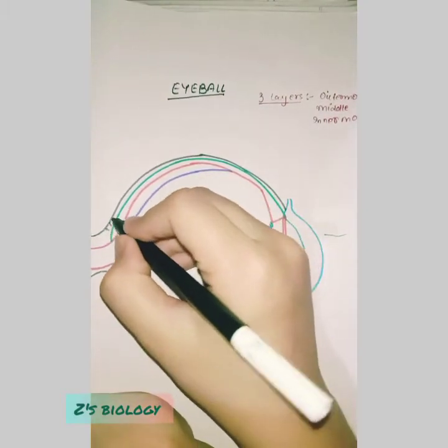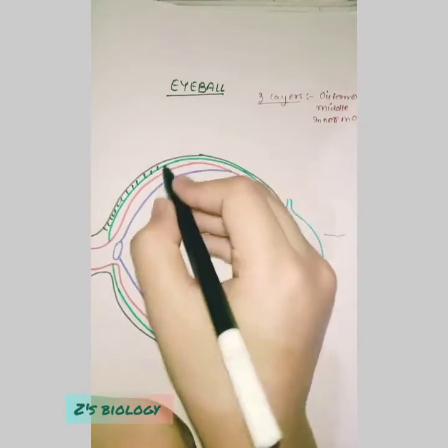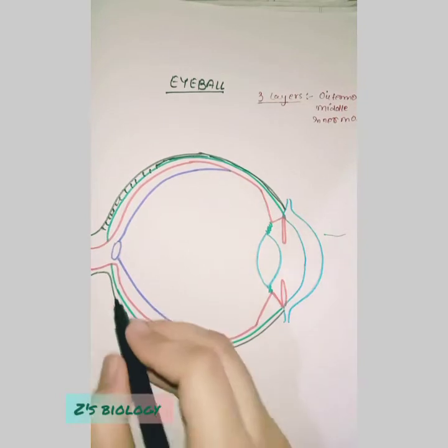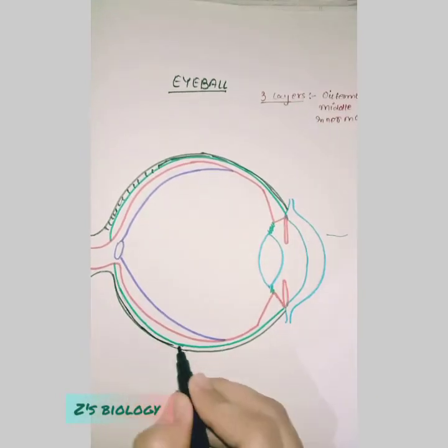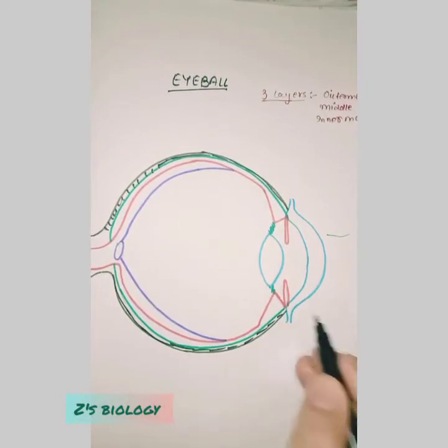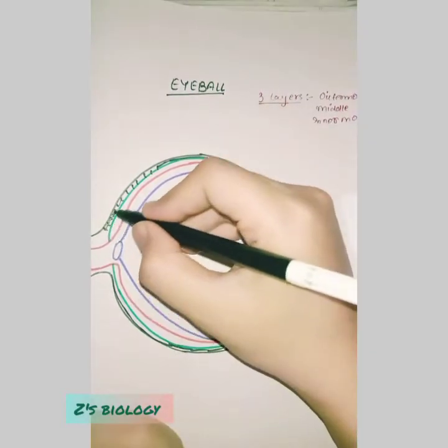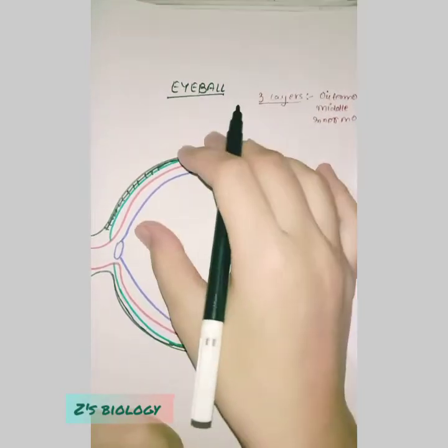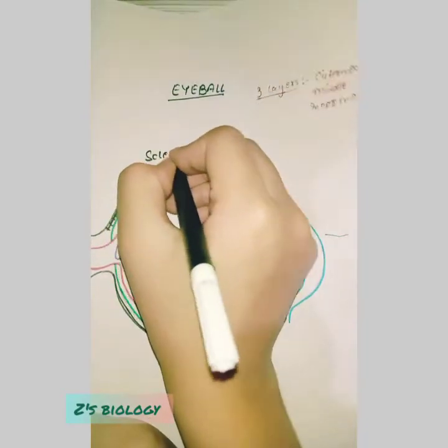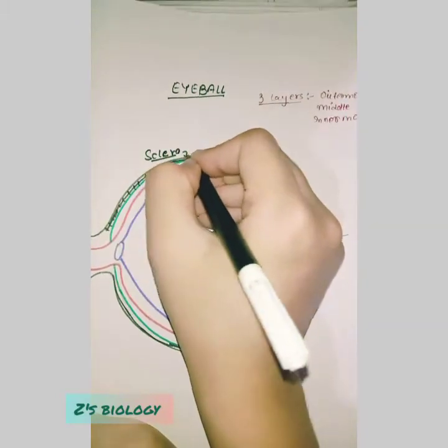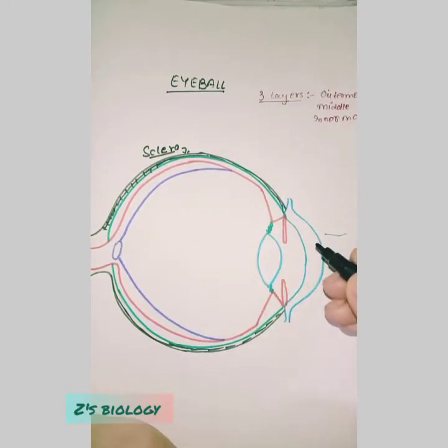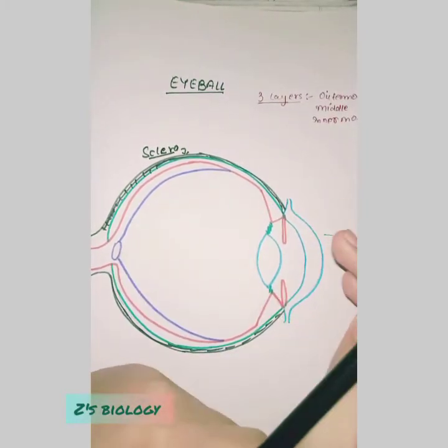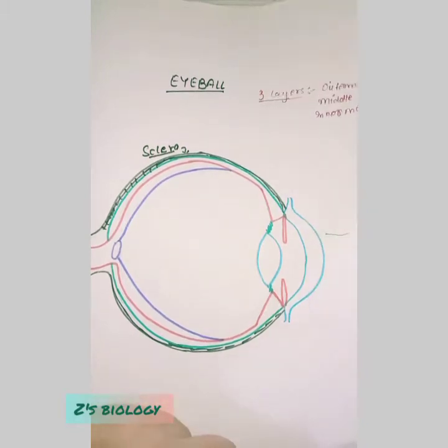this layer. From here, all this layer extends till here. This is the sclera, the outermost layer of the eyeball. It is protective in nature. It is opaque. The sclera makes up the posterior five-sixths of the eyeball. So you'll now ask me what the anterior part of the eyeball is and what the posterior part is. Let's get into the detail of the anterior and posterior parts.